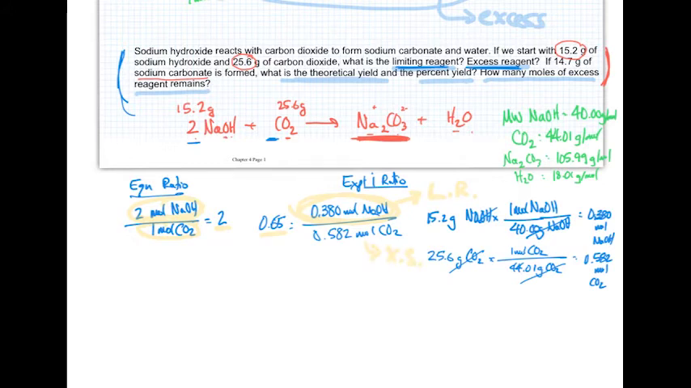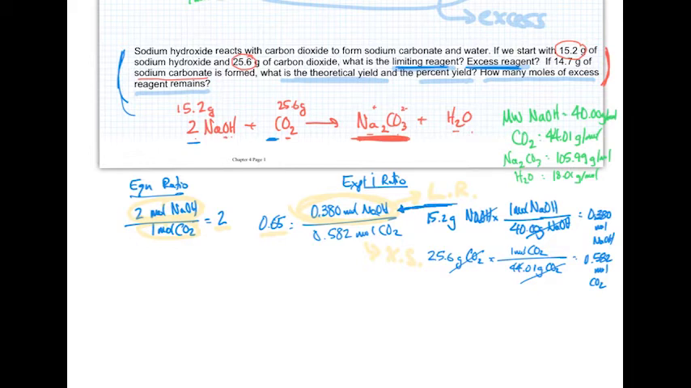Why is that important? Because we need to use the limiting reagent to calculate my products. Remember, if I have 10 slices of bread, 15 slices of cheese, it's the bread that determines how many sandwiches I can make. So the limiting reagent is the one that allows you to figure out how much product you can actually form. Okay, that's why you have to do that first step.